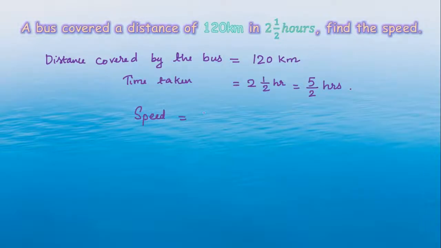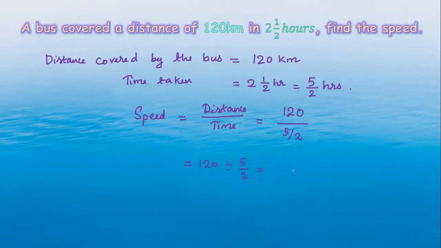How to find speed of the bus? Correct. Speed is equal to distance by time. Here the distance is 120 and the time in improper fraction, we can write 5/2. Did you remember how to solve this? Let's do. Let's rewrite this one as 120 divided by 5/2.